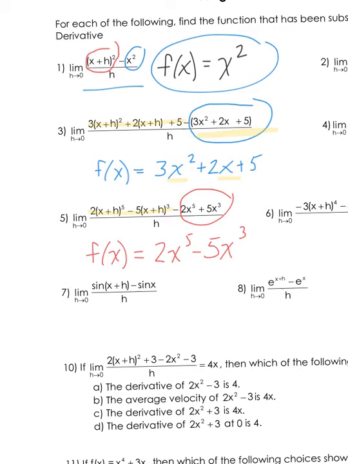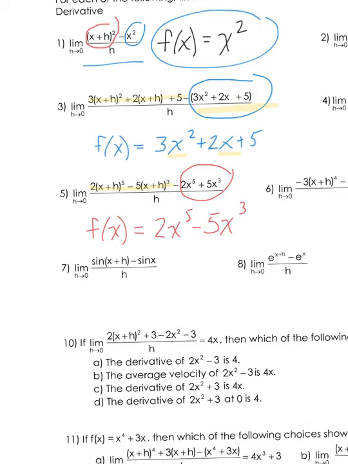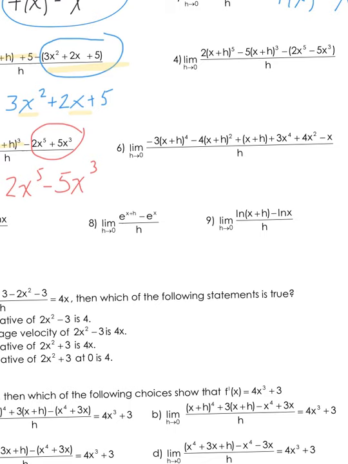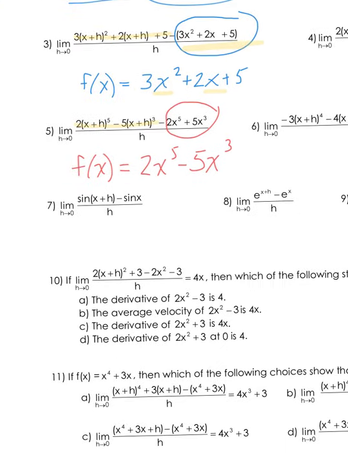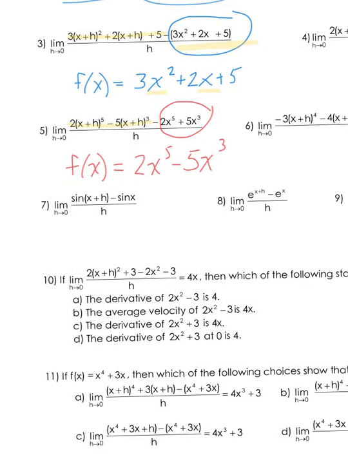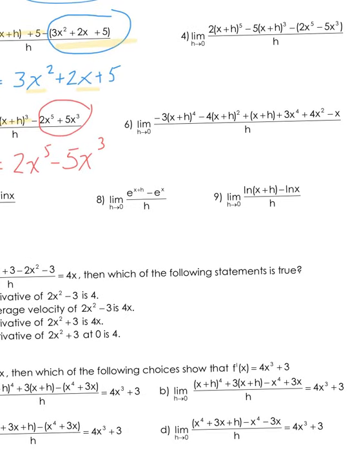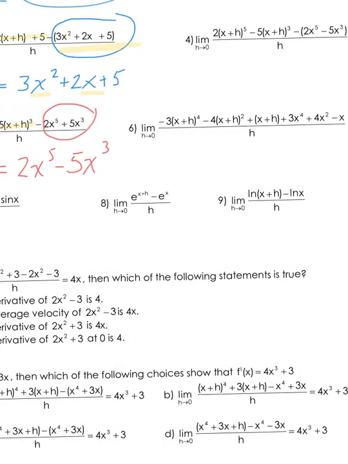Okay, moving down. Sorry, I'm not great with this program, but I'm trying. I think you can check the answer key for most of these. 7 is going to be sine x. I think that's pretty obvious. 8 is going to be e to the x.